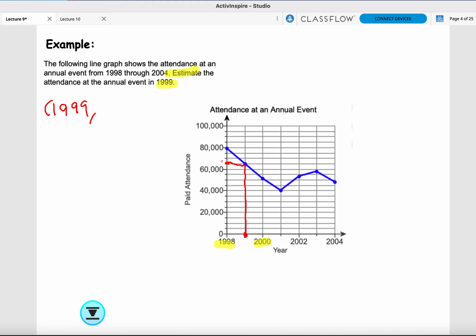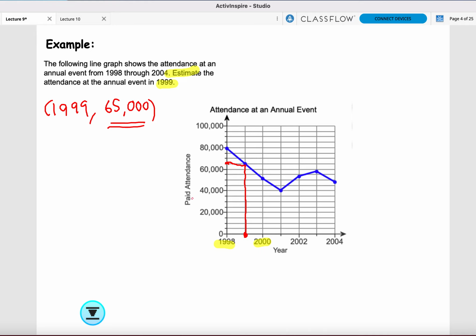What's the y value? It's right here, a little bit above 60. So we go 1, 2, 3, 4. In 4 lines, it goes to 80,000. So 80 minus 60 is 20,000, divided by 4 is 5,000. So it's going by 5,000: 65,000, 70, 75, 80. Do you see how you need to find the patterns of what each little bracket is going to be? So we know that there's going to be about 65,000 people in attendance in 1999.